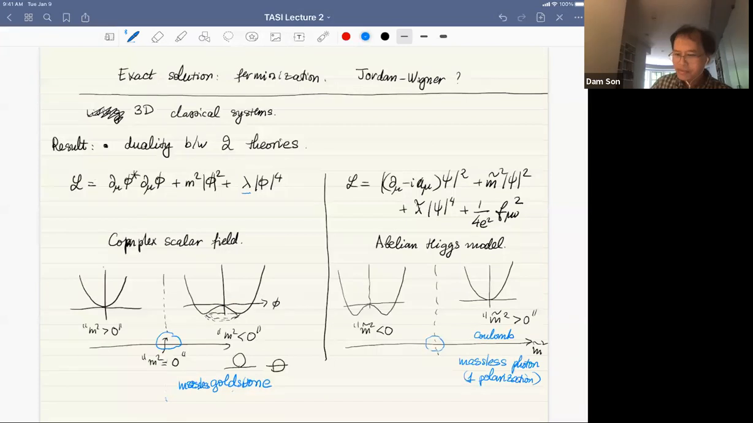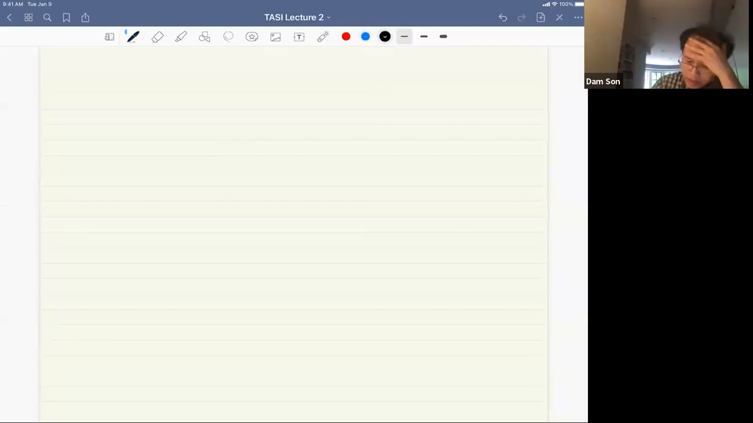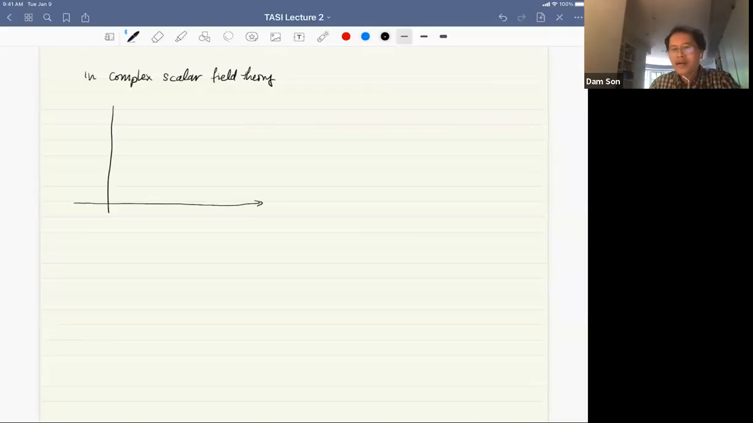So here maybe we'll discuss a little bit what we mean by the phase transition. So in the complex scalar field theory, okay, here I'm drawing some kind of space of two parameters, a plane where each of the points corresponds to a certain value of mass and lambda.